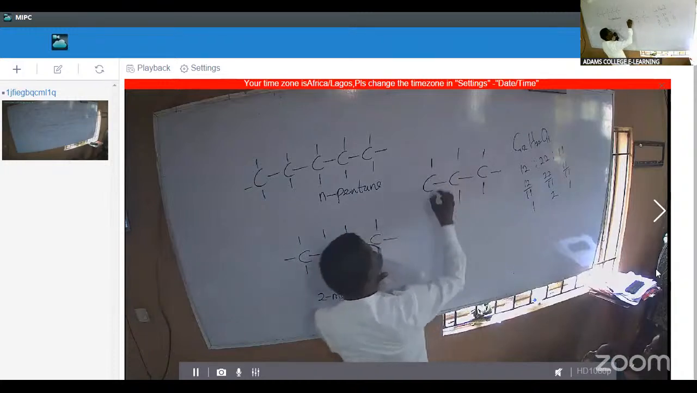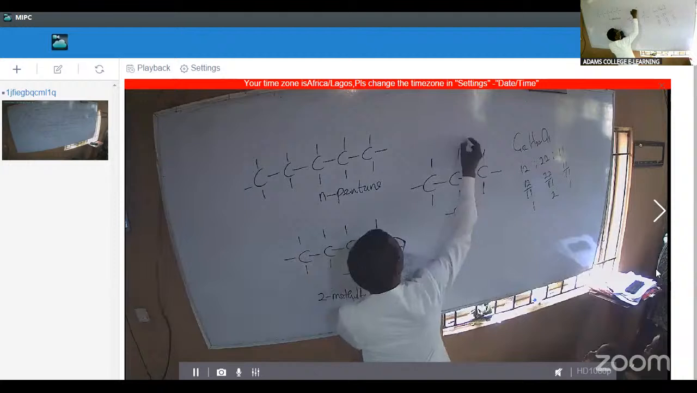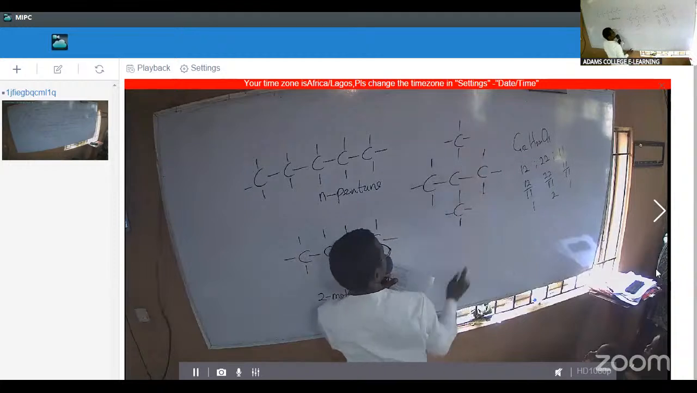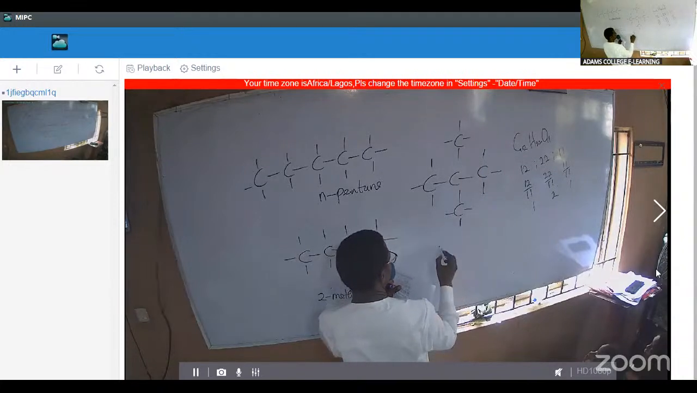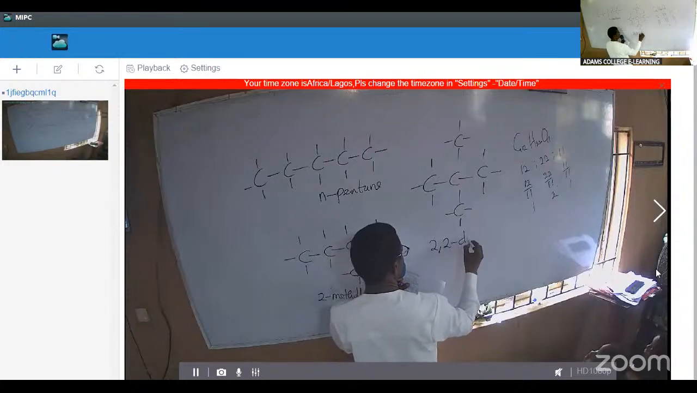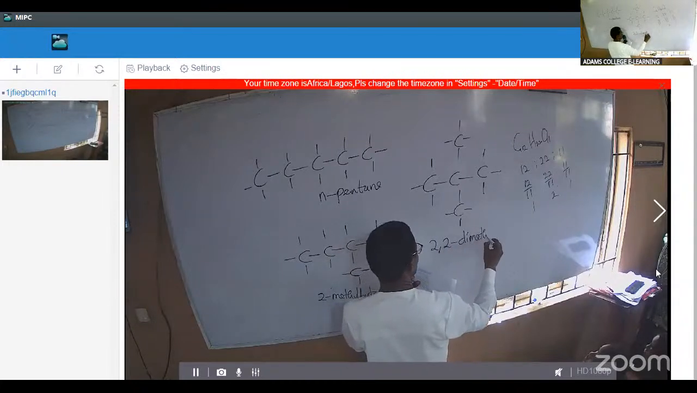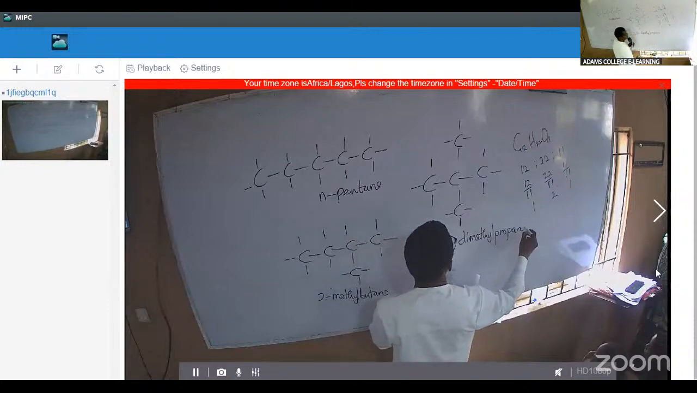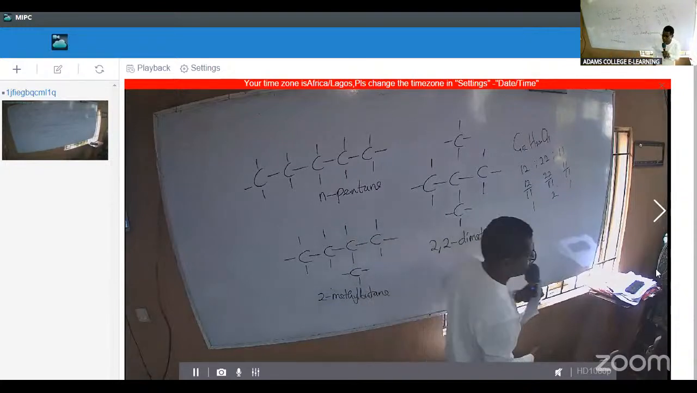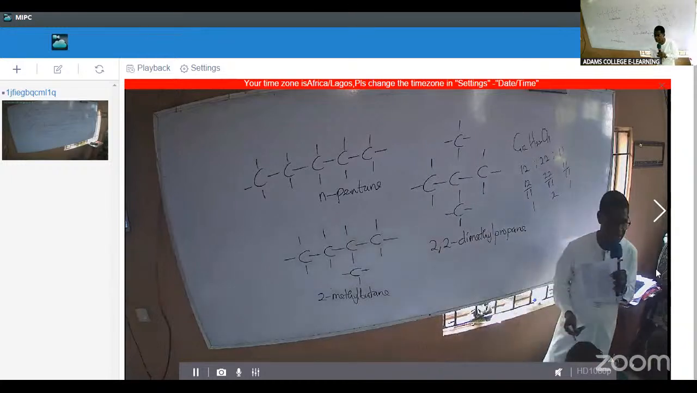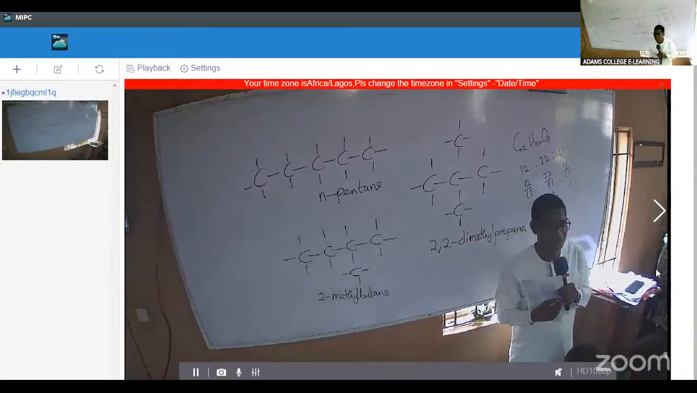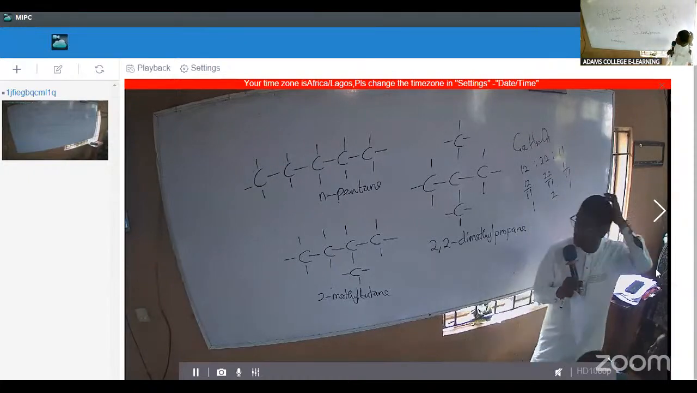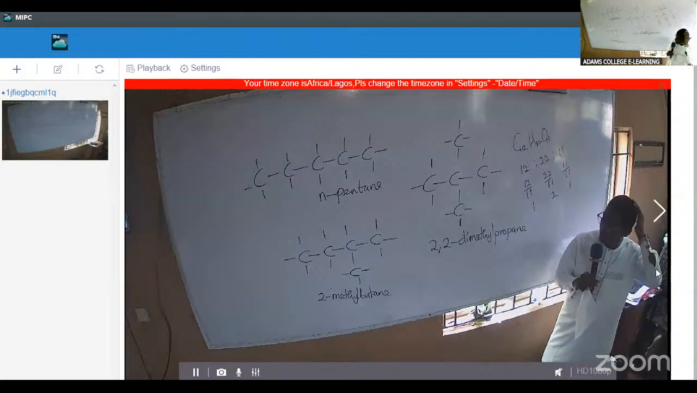I'm just looking for 5 carbons. Another one going here, another one going here. Class, what's the name of this compound? That's it. 2,2-dimethylpropane. So how many isomers do we have? That's the answer. 3. 2,2-dimethylpropane. 3.